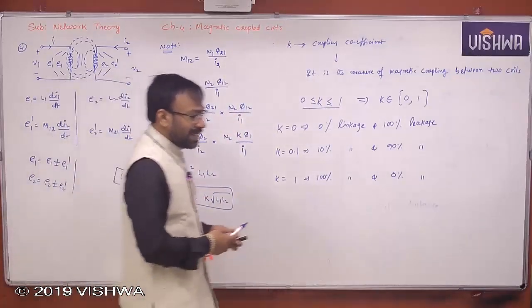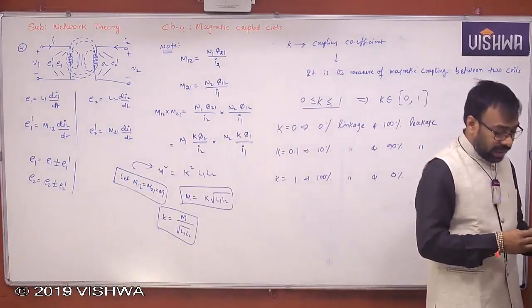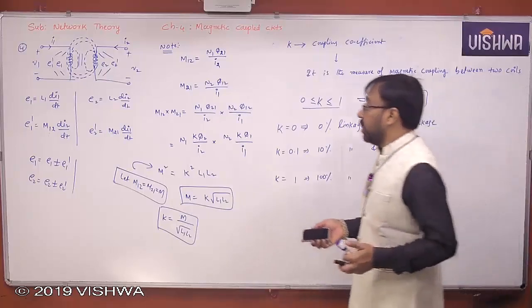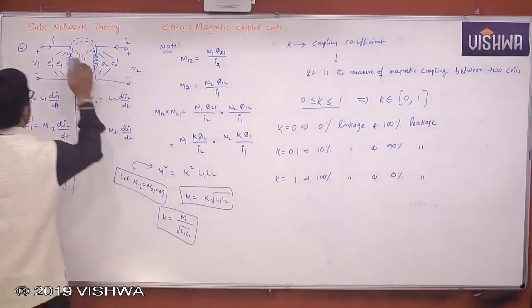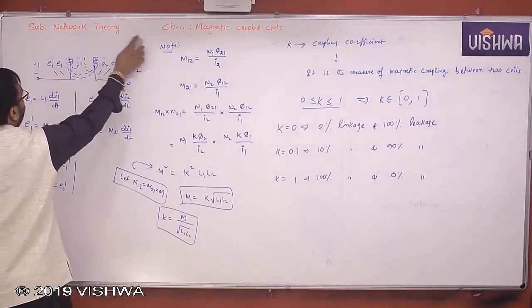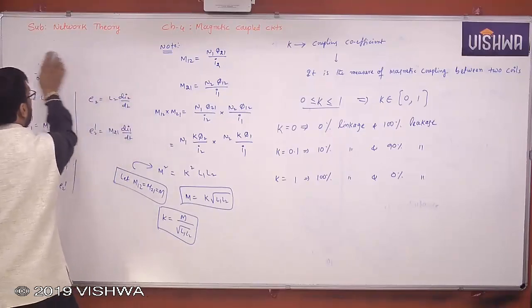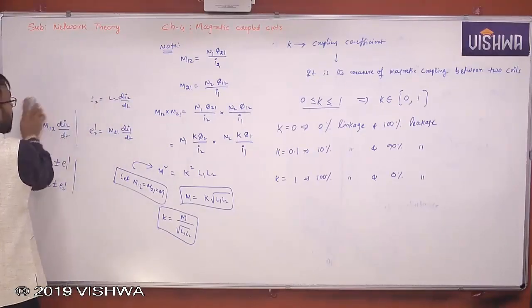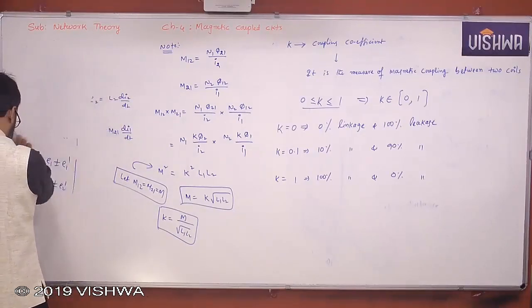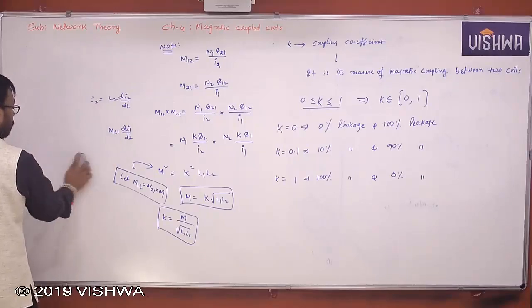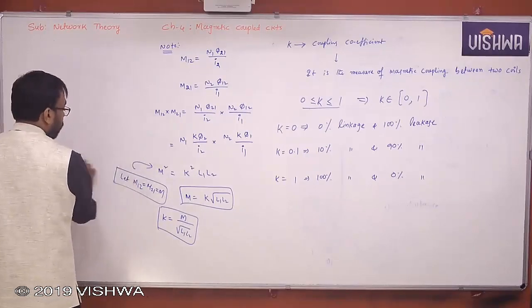So now let us see the dot convention clearly, okay? So what is dot convention? Why do we go for dot convention? It is to decide the sign of the mutually induced EMF. We are well aware of the self-induced EMF sign, how to indicate the sign, okay? I told you already before.